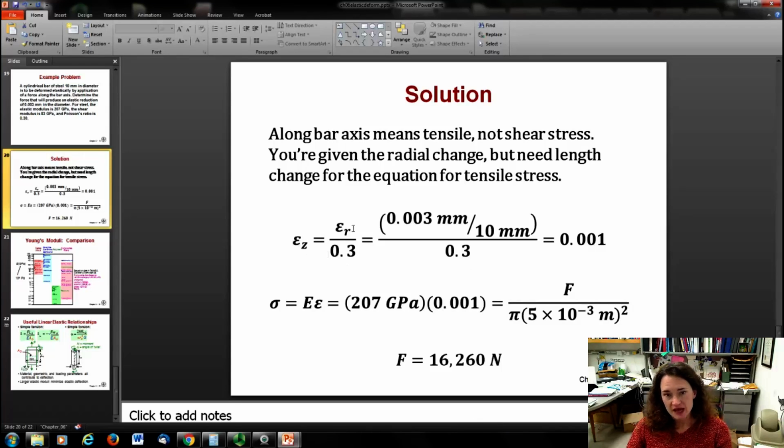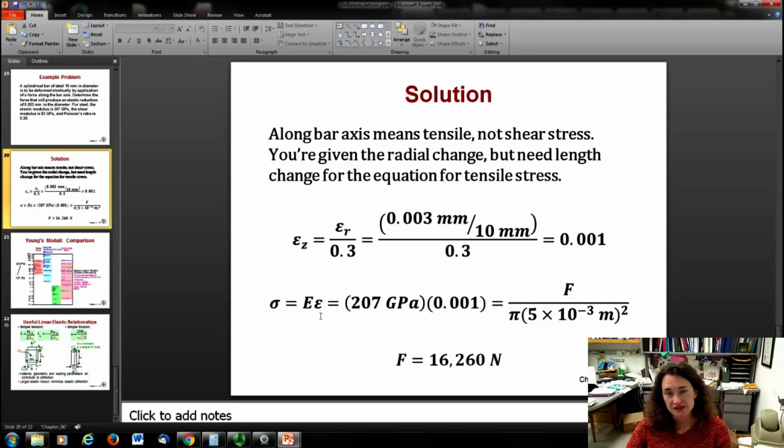So given that, I get my radial strain is 0.003 millimeters divided by 10 millimeters, and then divide that by 0.3, and then I get a strain in the z of 0.001, okay, using my Poisson's ratio.